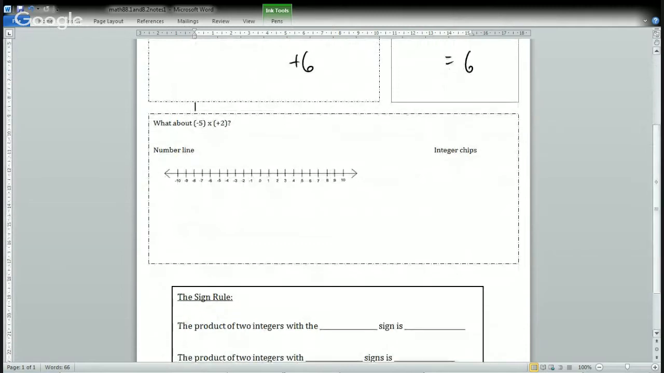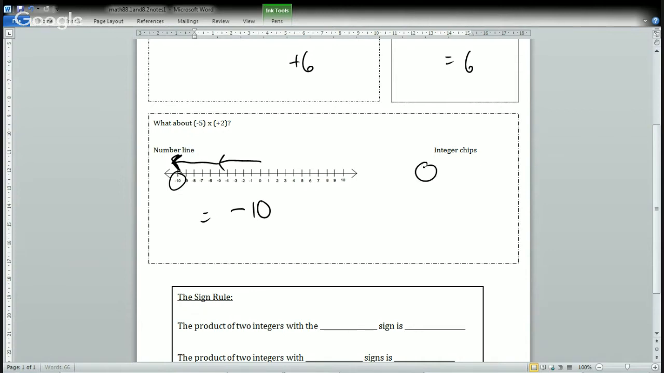Here it says, what about negative 5 times positive 2? The first step is to represent negative 5. That line is negative 5, and again, I'm going to double it. I'm going to times it. So there's my other negative 5. My answer to that question is negative 10. So negative 5 times positive 2 is negative 10.